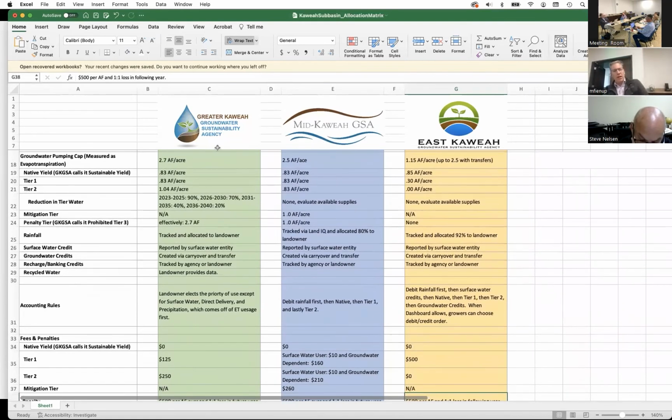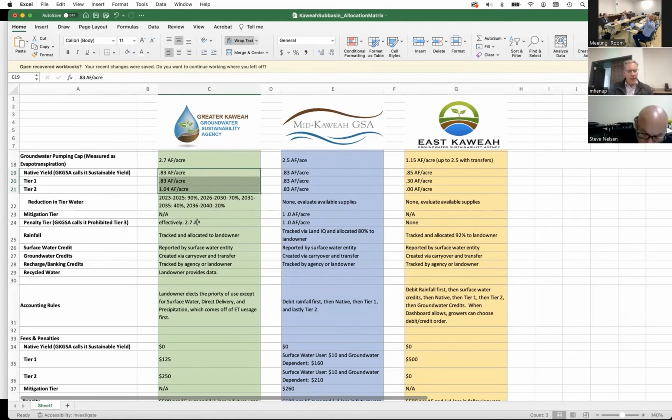And so interestingly, the individual water users cap is 2.7 acre feet per acre in the Greater and 2.5 acre feet per acre in the Mid. And I'm going to distinguish that it works a little bit different than in East. If you look at the Greater Kaweah column, that 2.7 is the sum of the native yield, which is 0.83, tier 1, which is 0.83 acre feet, and tier 2, which is 1.04. So you add those 3 numbers up, you get a cap of 2.7 acre feet.